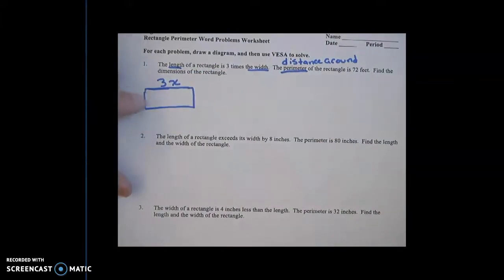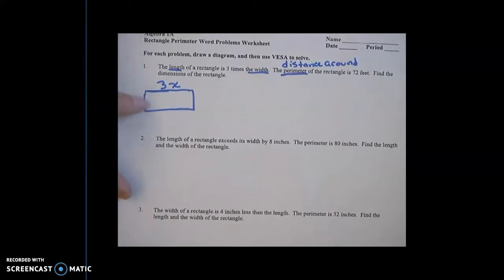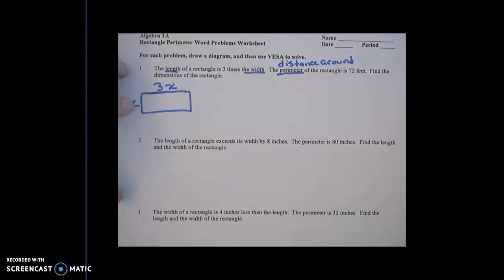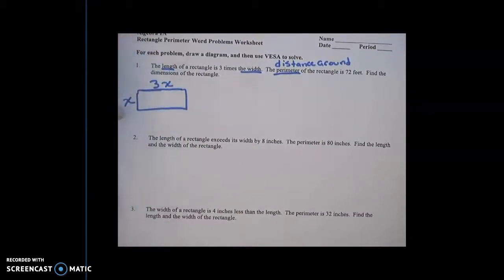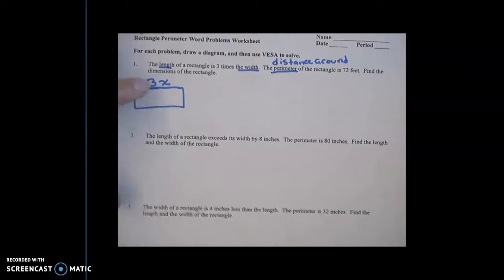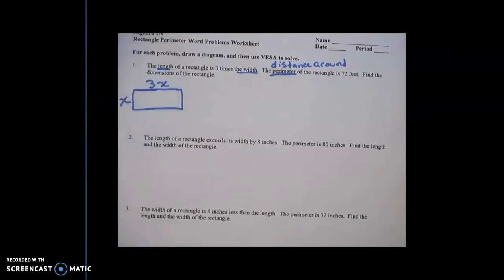We have a width of some length. We don't know what it is, so we call it x. But let's say this is 5. Then we know this is 3 times as much, so it would be 15. Or if this was 4, then this would be 3 times 4 or 12. So we just got this idea.